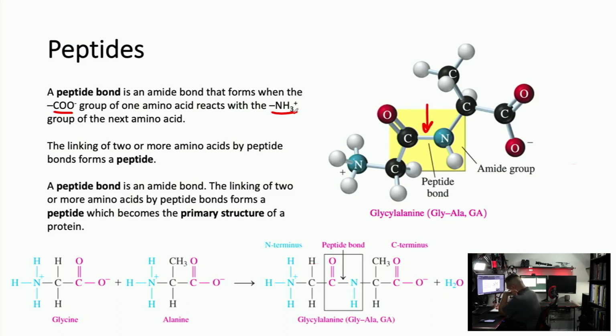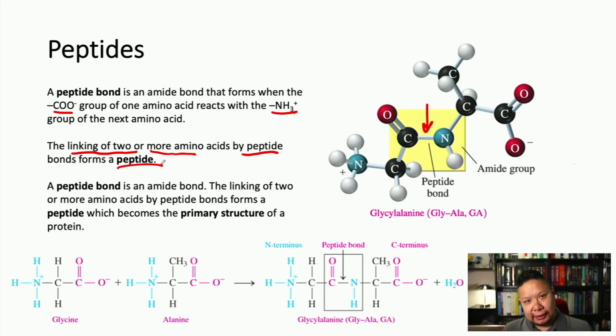And like I was saying before, linking two or more amino acids by a peptide bond forms a peptide, okay? So a peptide is basically a series of amino acids, many of the 20, all linked together by an amide bond, and you make a peptide. So I will probably use amide and peptide interchangeably, so just know that. They are the same type of bond.